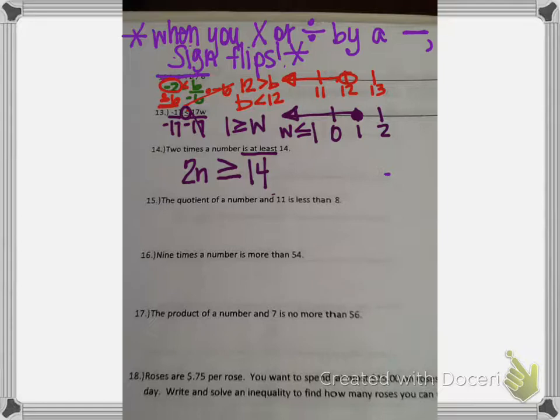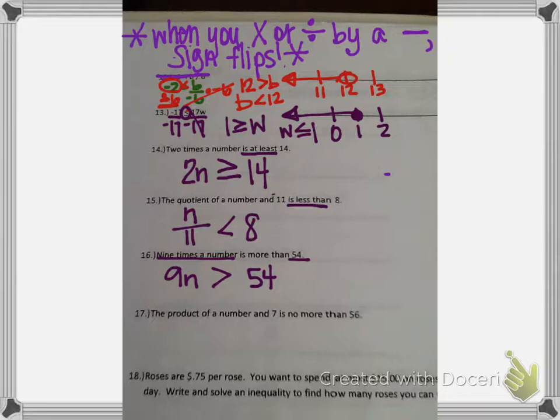Number 15, the quotient of a number and 11, so number divided by 11, is less than 8. Is less than is pretty clear. 9 times a number and 54, and we have is more than 54. 9 times a number is more than 54. Could it equal 54? No, it has to be more than that.